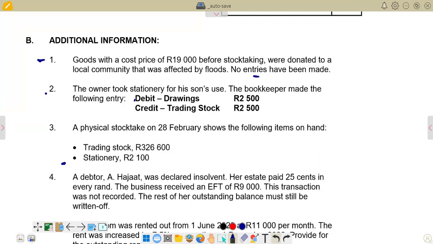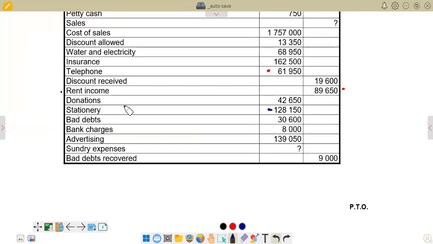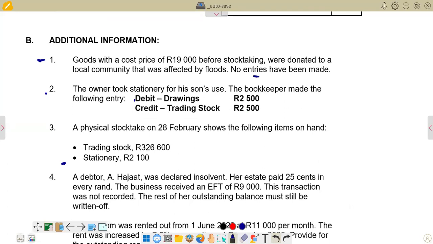So the symbol is that. So we go there, check the actual amount that we have for stationery. We have 128,150. So we're supposed to subtract the drawings part of stationery, which is 2,500. Then we subtract the stationery at the end of the period, which is 2,100. So we go there on the answer section, just summarize such.